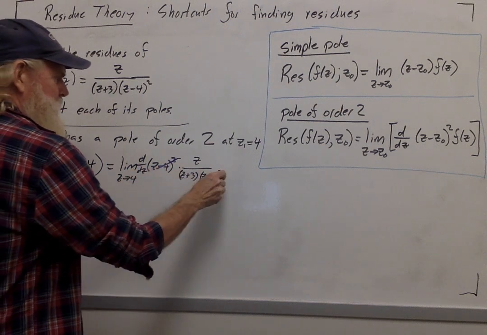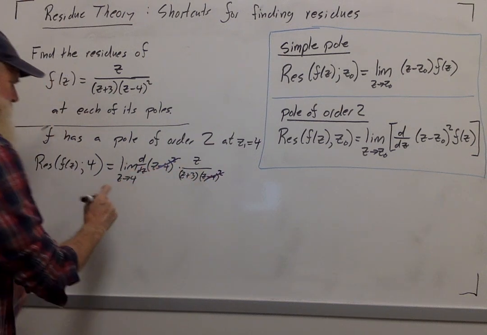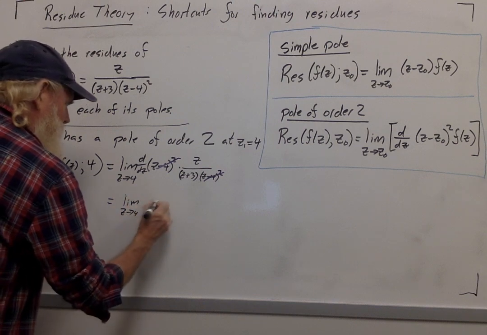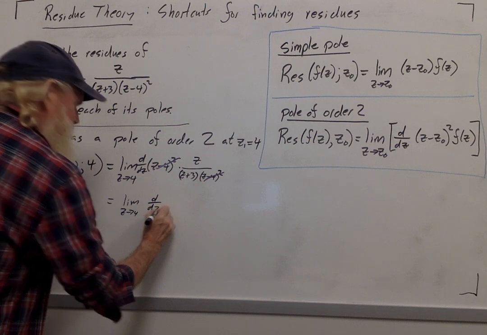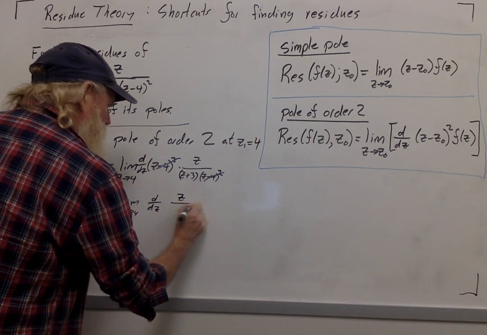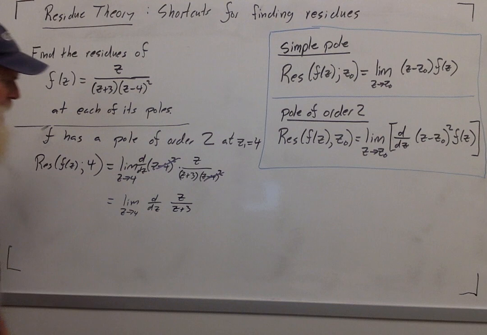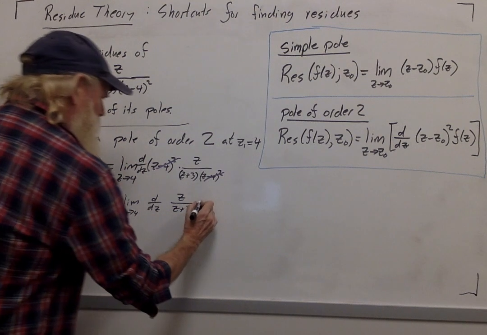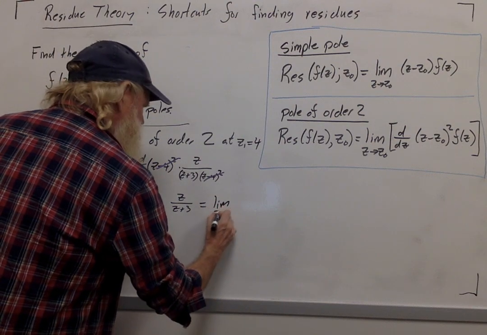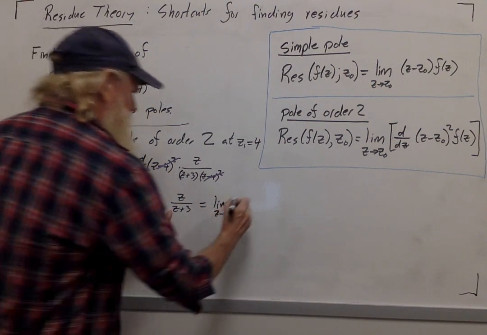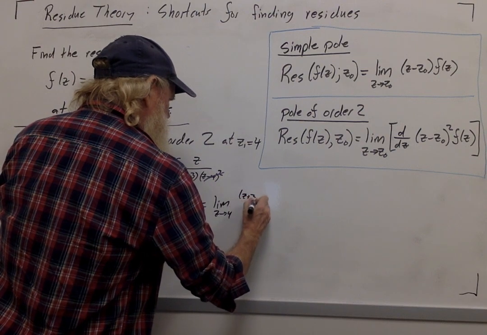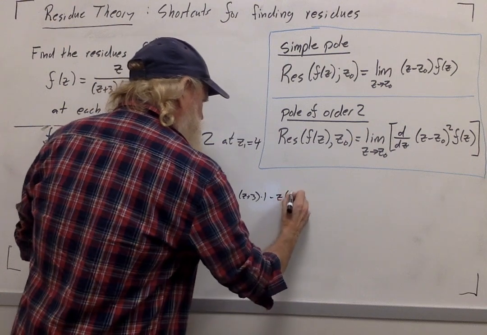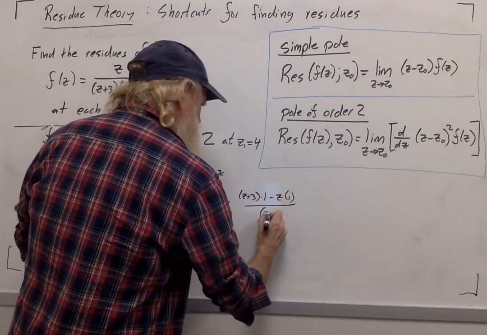Before I differentiate, let's cancel the z minus 4's. So I get the limit as z goes to 4 of the derivative with respect to z of z over z plus 3. And then we have to take the derivative before taking the limit. So to take the derivative, we'll use the quotient rule. It'll be the bottom times the derivative of the top minus the top times the derivative of the bottom over the bottom squared.